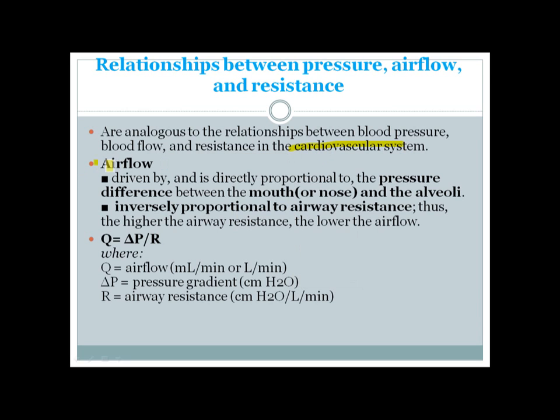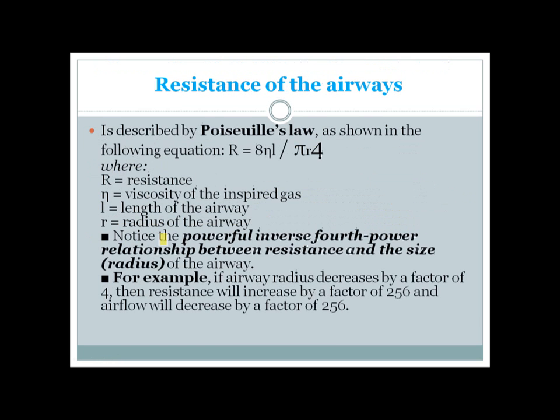Here the most important thing is airflow, which is driven by and directly proportional to the pressure difference between the mouth and the alveoli. It is quite like the blood pressure difference, and the airflow is quite like the blood flow. And the airflow is inversely proportional to the airway resistance, meaning that if the airway resistance is higher, the airflow will be lower. So the relationship is Q, which is airflow, equals delta P, which is the pressure gradient, divided by R, which is the resistance.